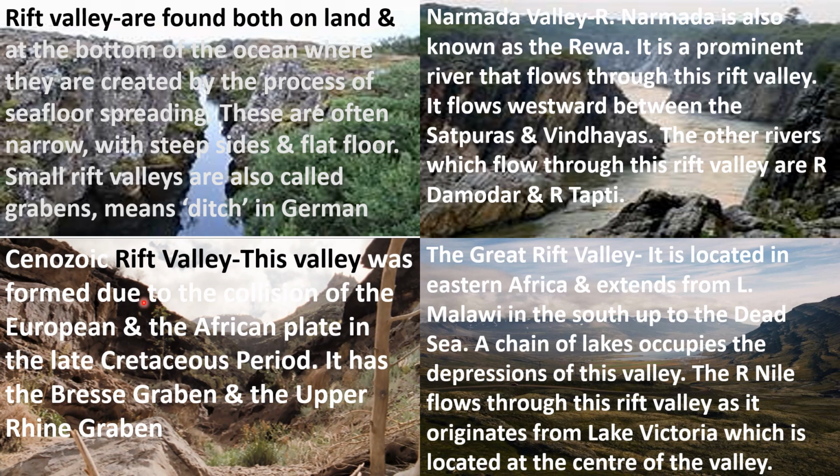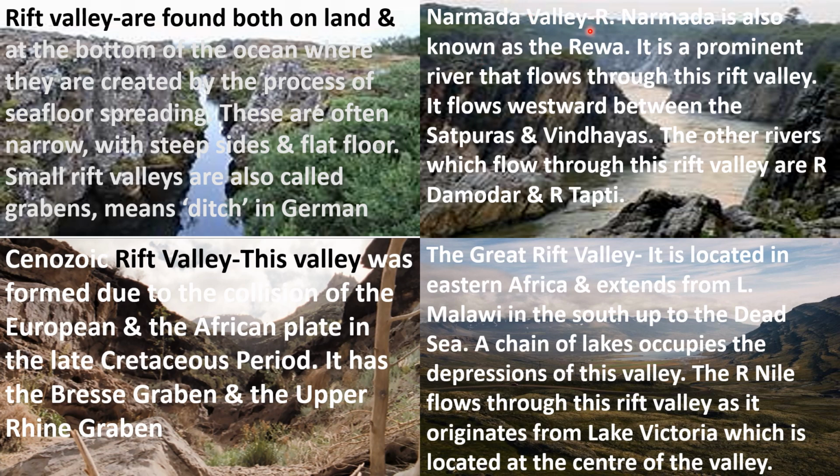This valley was formed due to the collision of the European and the African plates. Europe is one plate and Africa is the other plate. When they collided, they formed the Rift Valley in the Cretaceous period. It has the Lower Rhine graben and the Upper Rhine graben. These grabens are present in the Alps mountains of Europe.